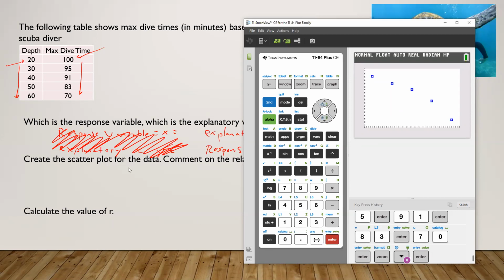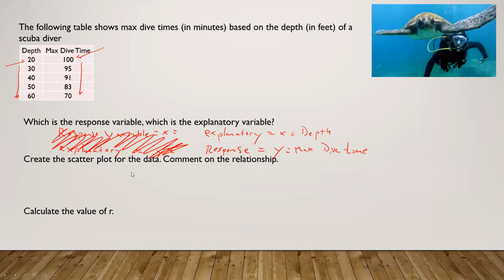I agree. So the scatter plot is just going to roughly look like this. And it looks like a negative linear relationship.